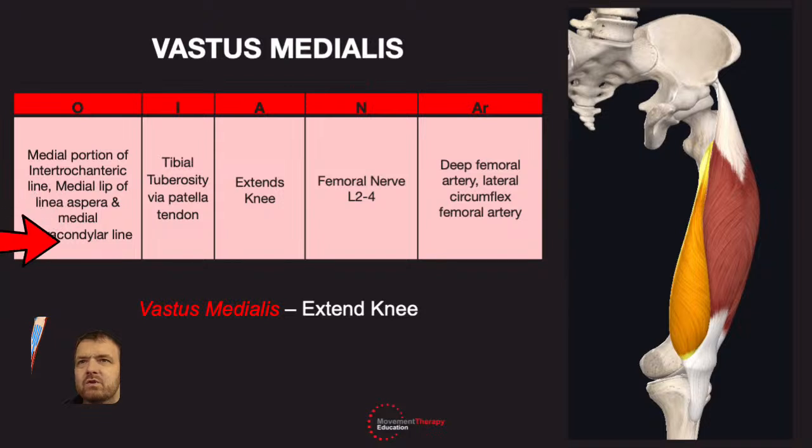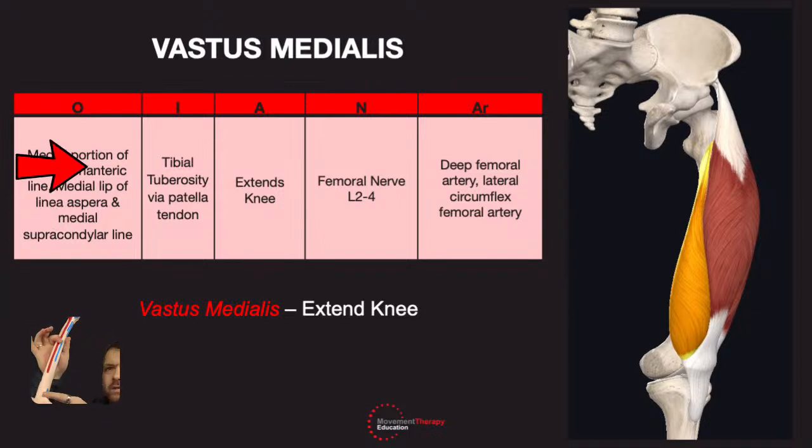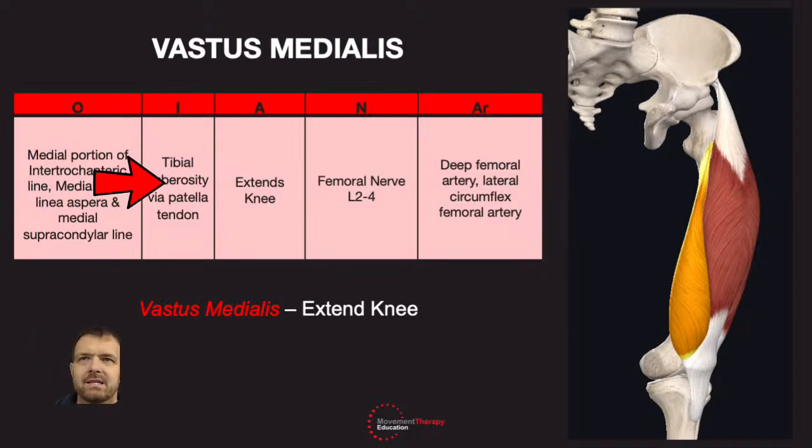And then the medial supracondylar line. So just get the right area. Here we go. This is the supracondylar area just here. So it'll attach onto there as well, that medial aspect superior to the condyle, so supracondylar, just there. It attaches into the tibial tuberosity, so that's down here, where your patellar tendon is, and then obviously it will extend the knee.